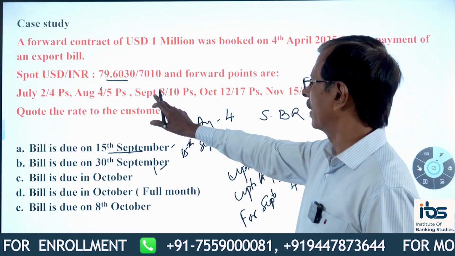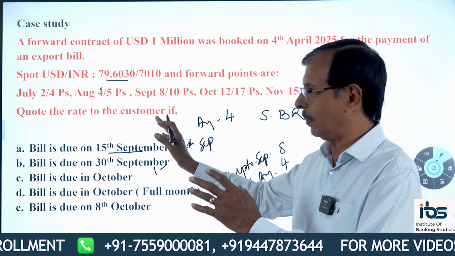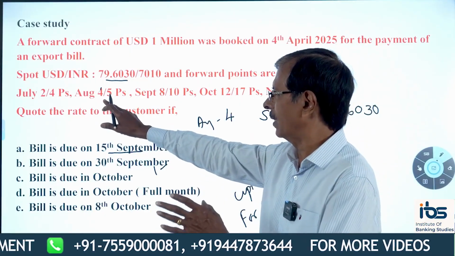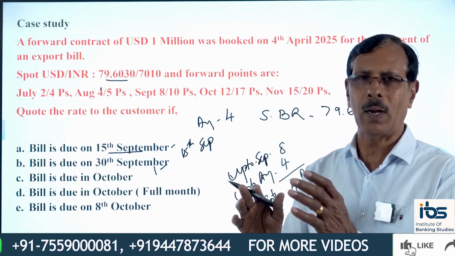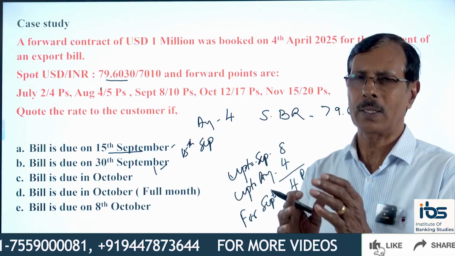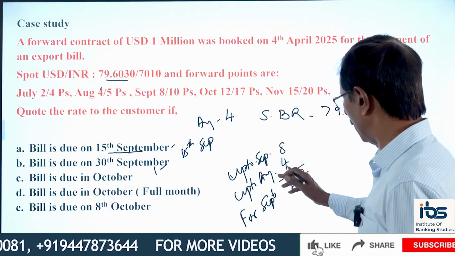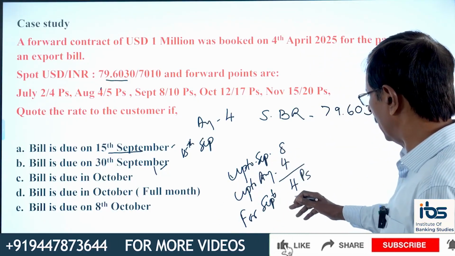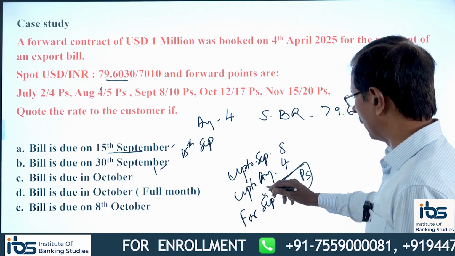It is given that forward points for September 8 means it is cumulative up to September, and the forward points for August 4 means it is cumulative up to August. So from this you calculate what is the forward points applicable for the month of September. So subtracting 4 from 8, you will get 4 paise. So this 4 paise is for full September.